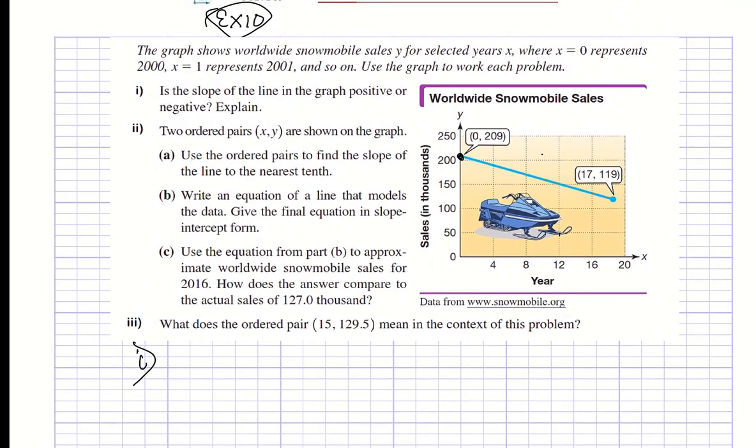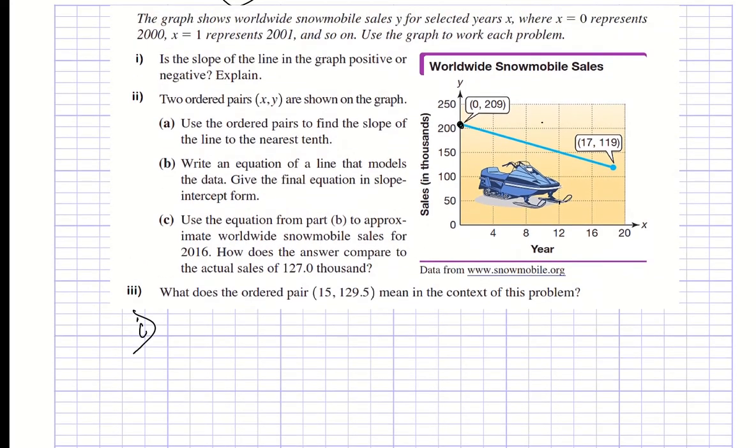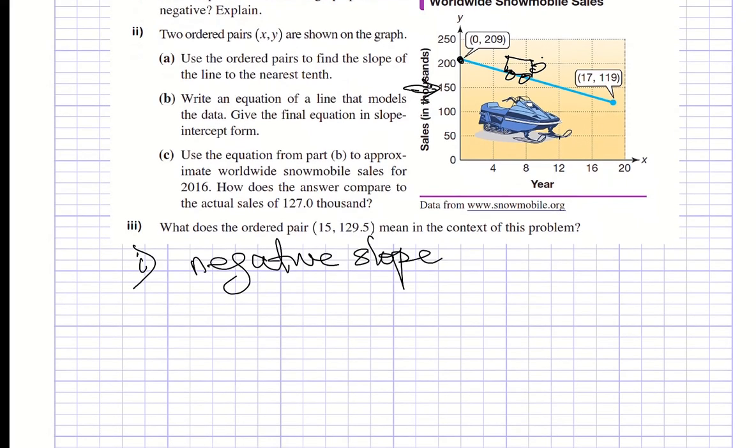Roman numeral I, what does it say? Is the slope of the line in the graph positive or negative? If you look at the graph, going from left to right, it's sloping. If a car is there, it will be going downwards, you see? So it's slanting down towards the right. So it's negative. It's a negative slope, okay? And then it's B.